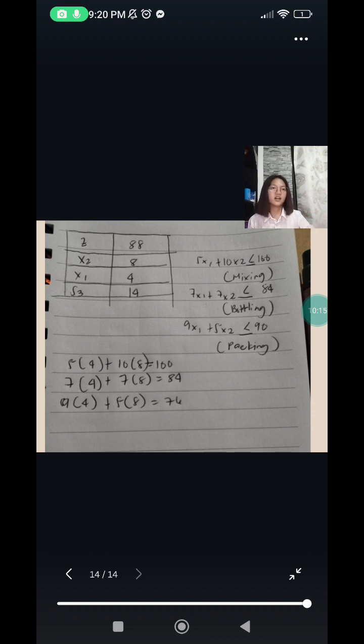It's an inequality, so this is the use of our S3, or slack 3. So 9 times 4 plus 5 times 8 is equal to 76. This is the use of our slack, 14, which we need to add to our total, which is 76 plus 14, is equal to 90. And that's all. Thank you.